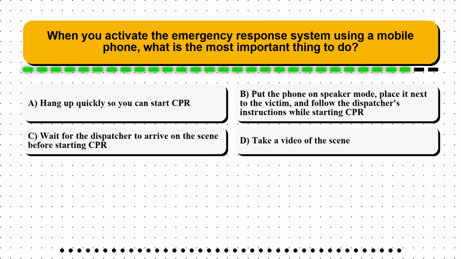Question 39. When you activate the emergency response system using a mobile phone, what is the most important thing to do? Option A. Hang up quickly so you can start CPR. Option B. Put the phone on speaker mode, place it next to the victim, and follow the dispatcher's instructions while starting CPR. Option C. Wait for the dispatcher to arrive on the scene before starting CPR. Option D. Take a video of the scene.